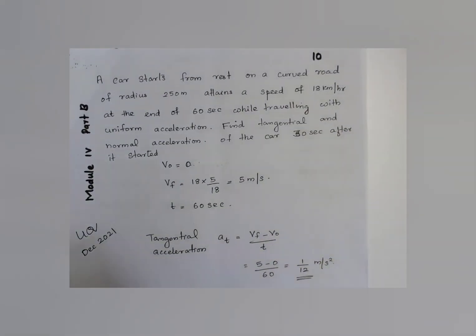So next is the problems related with normal and tangential acceleration. So here you can see a car starts from rest on a curved road. So you can identify the question using this term, that is curved road. A car starts from rest on a curved road and the radius is given as 250 meter, which attains a speed 18 km per hour at the end of 60 seconds while traveling with uniform acceleration. And you have to calculate the tangential and normal acceleration of the car 30 seconds after it starts.